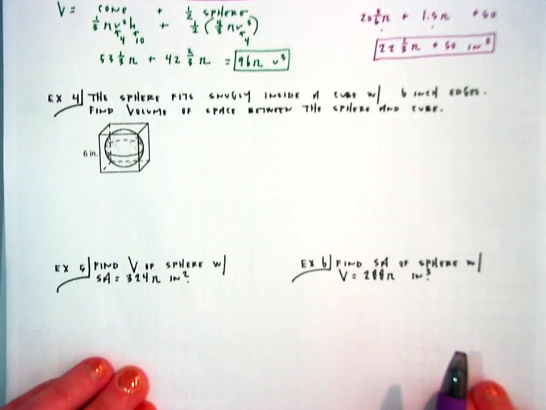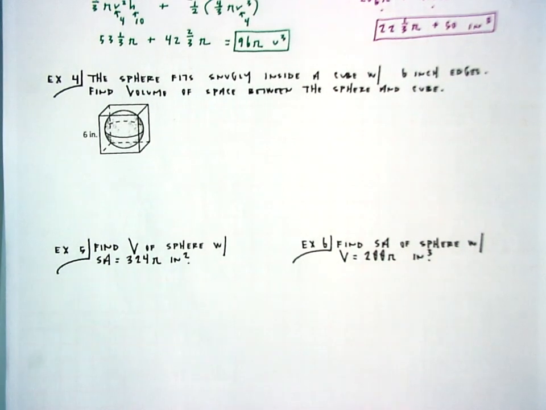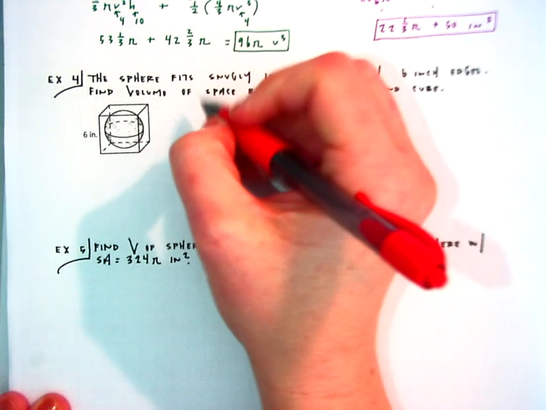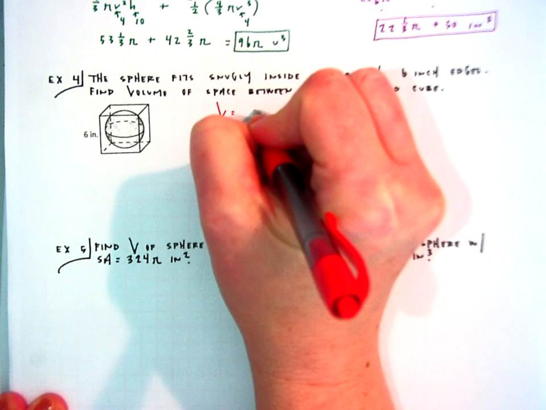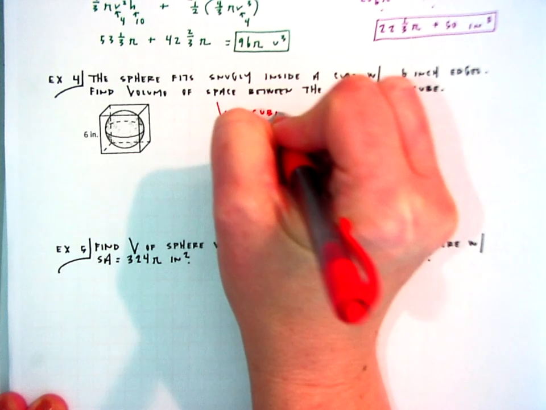Okay, a couple more examples. Example 4. So the sphere fits snugly inside of a cube with 6-inch edges. Find the volume of the space between the sphere and the cube. Okay, well that's pretty easy, right? That's just saying your volume will be find the cube, but remove the sphere.